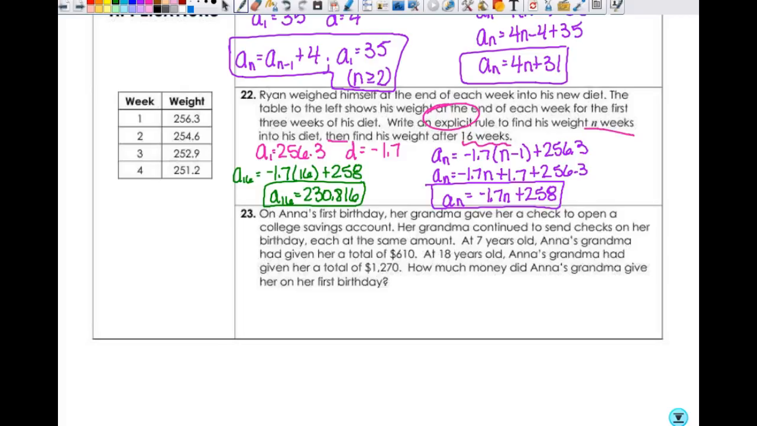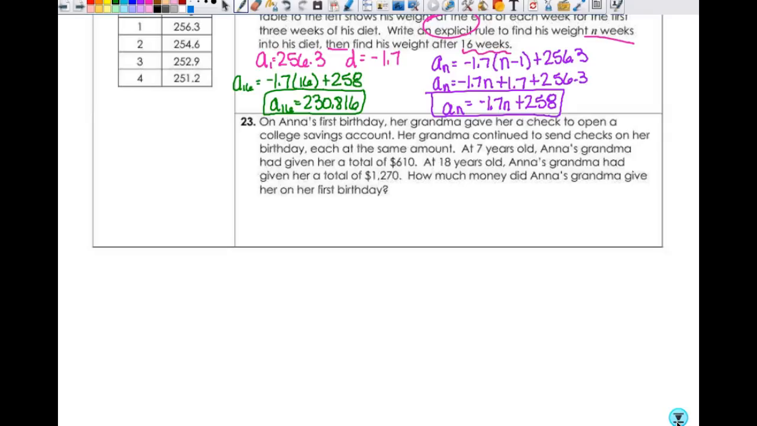Last one. On Anna's first birthday, her grandma gave her a check to open a college savings account. Her grandma continued to send checks on her birthday, each at the same amount. At 7 years old, Anna's grandma had given her a total of $610. At 18 years old, a total of $1270. How much money did Anna's grandma give her on her first birthday?